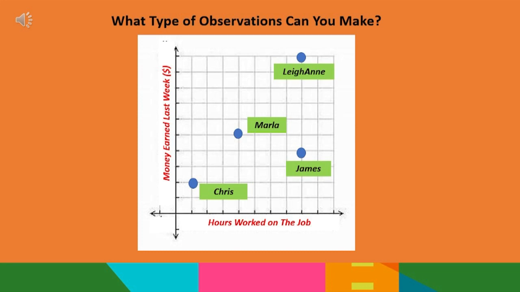Let's make an observation between James and Leanne. And we already talked about this a few moments ago, but let's make that observation now that the actual axes have been covered up. That's right. James and Leanne must have worked the same number of hours on the job. But the fact that James's ordered pair, or his dot, if you will, is closer to the x-axis, that means that he must have earned less than Leanne. You got it, boys and girls. See, you don't need the axes labeled for you to make really good observations.